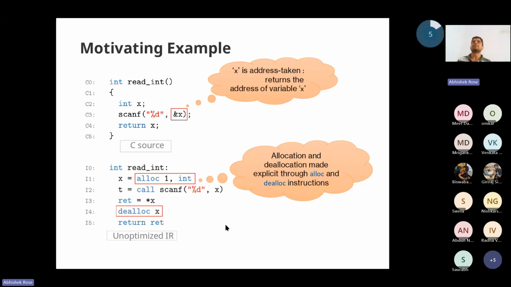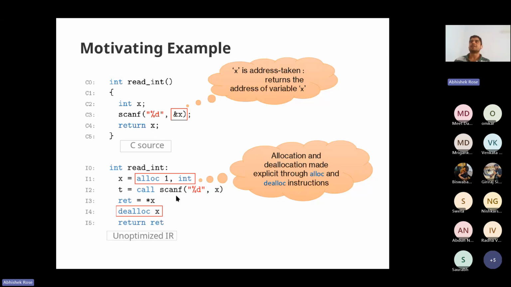A motivating example: consider this C function readInt. It has a local variable x whose address is taken and passed to this external function scanf. So scanf takes the address of x and then returns the value x. This variable x is called an address taken variable, because the ampersand operator is applied over it. So this was the C source code.